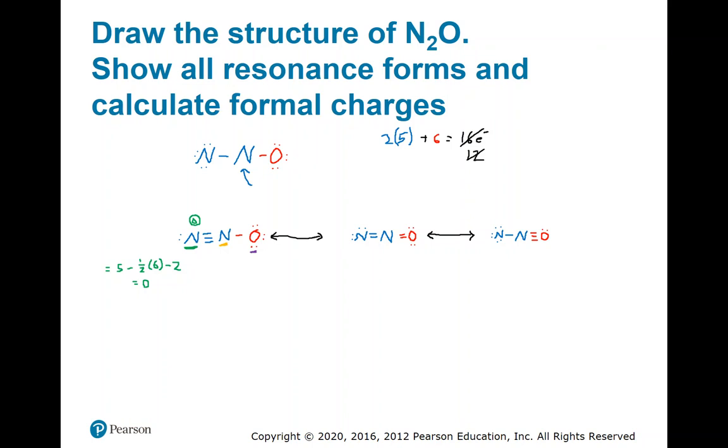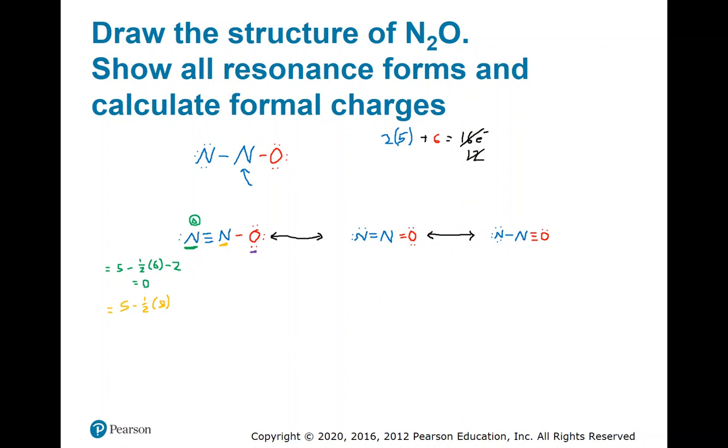Now let's look at the nitrogen here in the middle, which I'll do in orange. So we need the number of valence electrons in a neutral nitrogen atom, 5. We're going to subtract 1/2 times the number of bonding electrons. Now this nitrogen in the middle has 4 bonding pairs around it, so that's 8 bonding electrons.